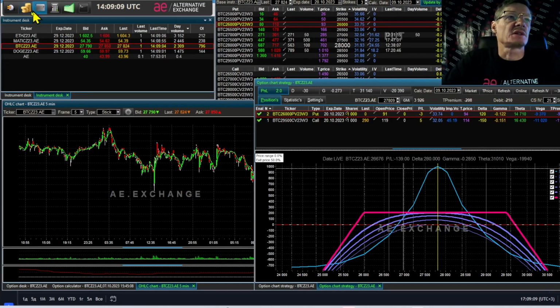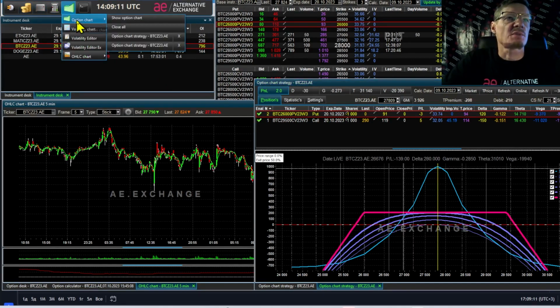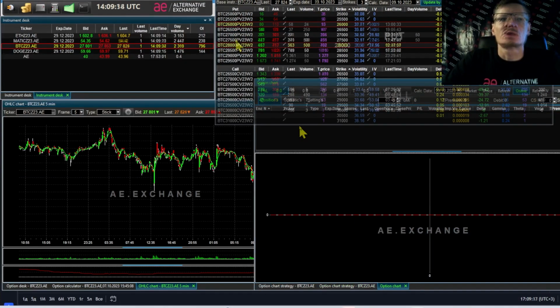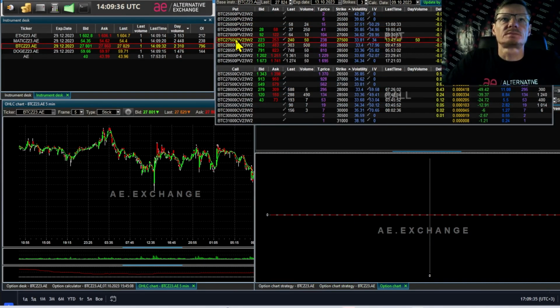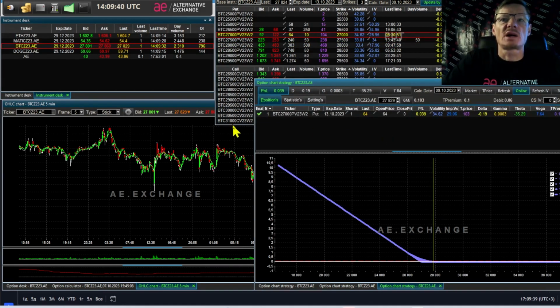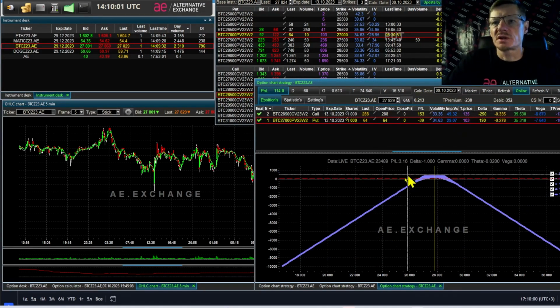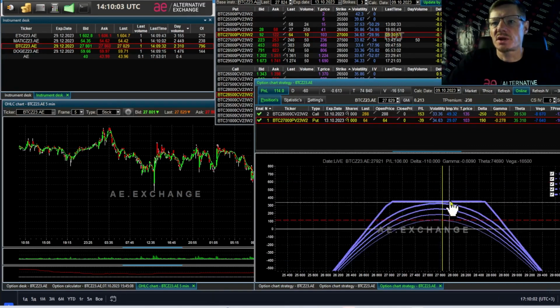Let's try to work with weekly series options. I'm demonstrating all this now so that you can repeat it later and choose the strategy that is best for you. For example, let's try to sell a put option with strike 27 and a call option with strike 29,500. 1,000 contracts for ease of calculations. We end up with a strangle, but with a shorter series.